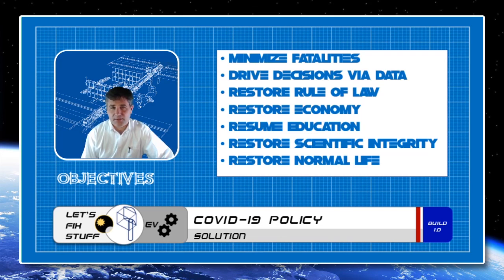So all these objectives are out there, and I think it's safe to say that not all of them are created equal. Some are a little bit more important than others. For example, I would submit that minimizing fatalities is of very high importance. The idea of driving decisions via data is also extremely important. We have to get out of this fear-based policy setting that we seem to be trapped in. And the rule of law is extremely important as well.